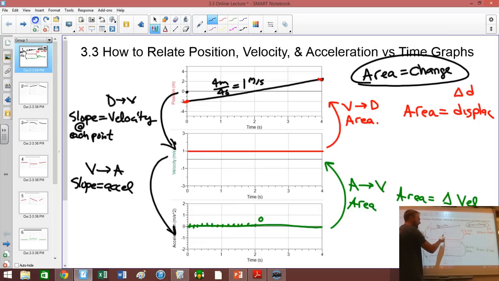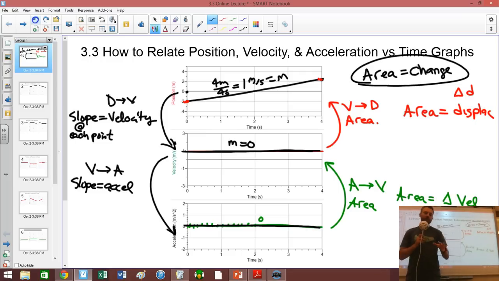Remember that velocity is how much your position changes per second. And your acceleration is how much your velocity changes per second. The slope here is 0. That's why this is at 0. The slope here is 1. That's why this is at 1. Your slope is it.